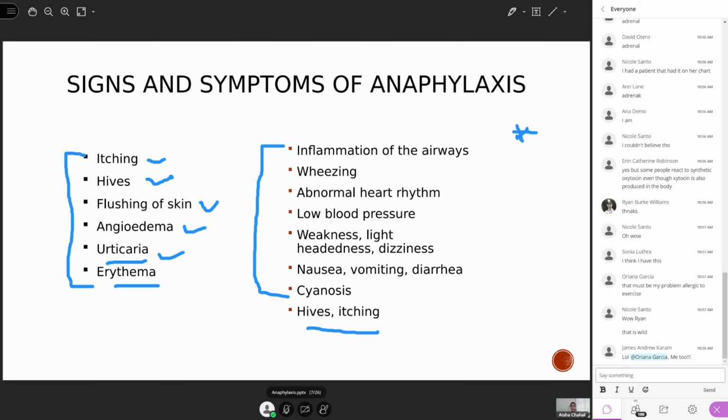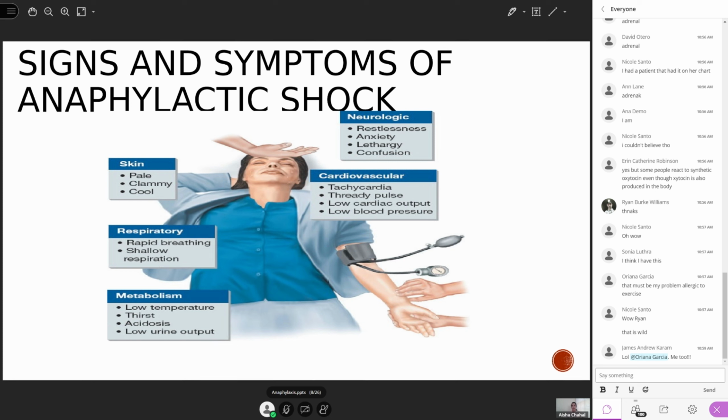It's going to cause eventually dysrhythmias, low blood pressure. Again, the same concept. Weakness, lightheadedness, dizziness, nausea, vomiting, diarrhea. It's because of the now decreased blood supply to the organs, to the digestive system. So you're going to have these symptoms: cyanosis, hives, and itching. Okay, these are pretty self-explanatory symptoms of anaphylaxis once you have a good hold on the pathophysiology, what is actually happening there.